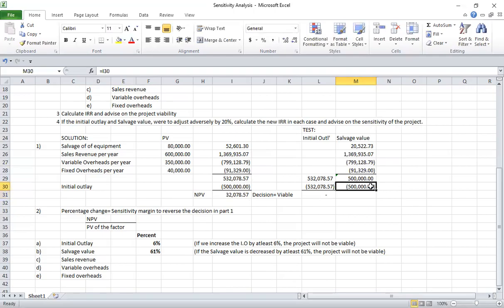So again, when you compare the total PV, which is this, and the initial outlay, your new NPV becomes how much? 0. That's how we have tested on the salvage value change. And so is there any question on that?